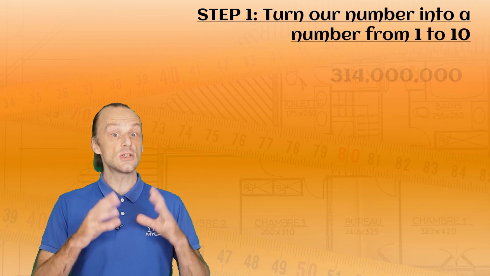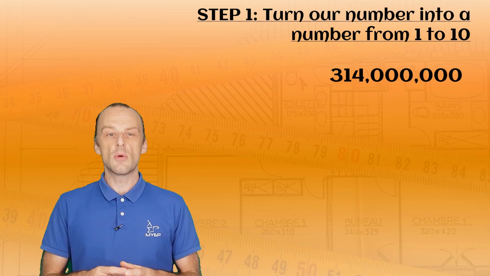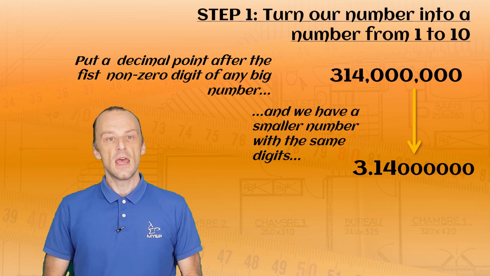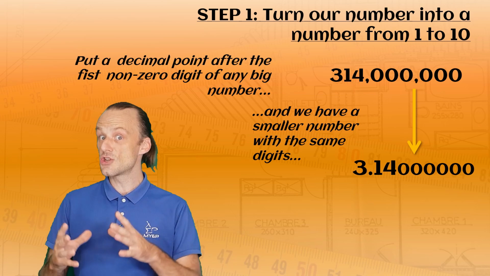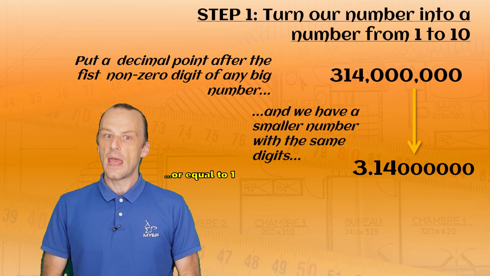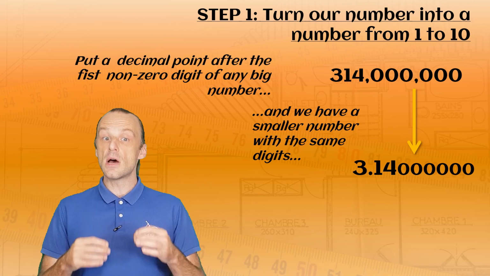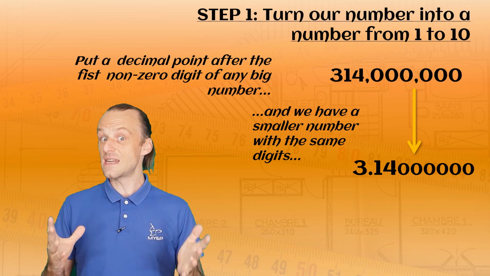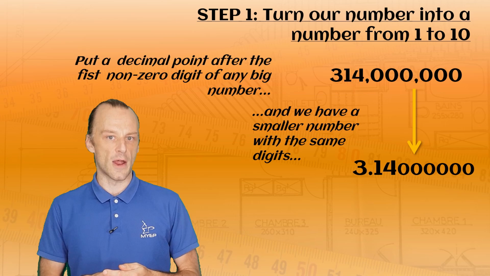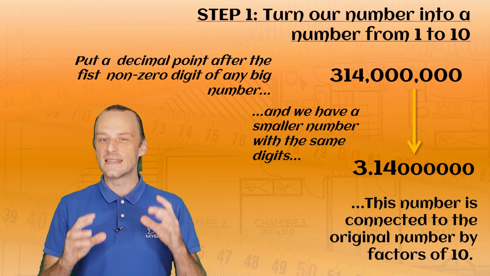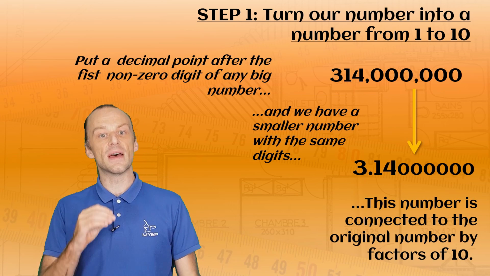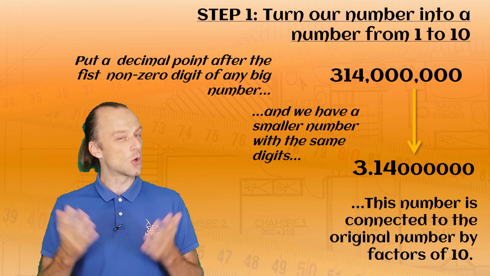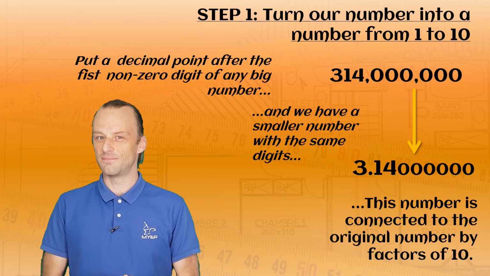You can think of the process as two steps, and in the first step, we put a decimal point after the first non-zero digit of our number. This always makes a number that is larger than 1 and less than 10. And in this case, we've turned our number into a much smaller number with exactly the same digits. Instead of 314 million, it is now 3.14. But because it has exactly the same digits, this smaller number is connected to our larger number by multiples of the number 10. The question is, how many multiples of 10?